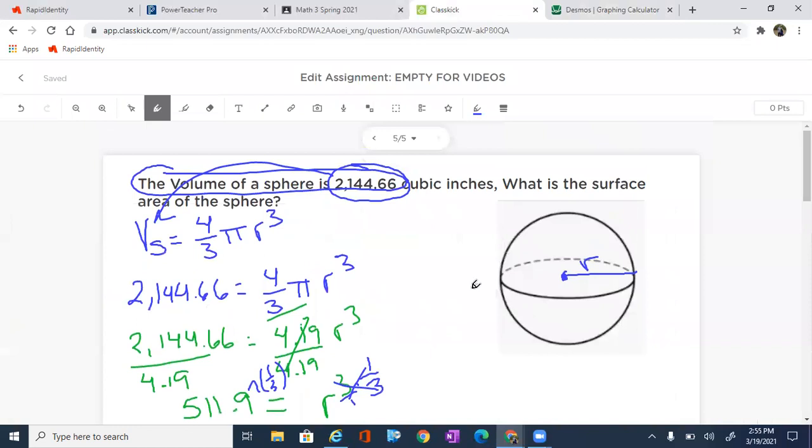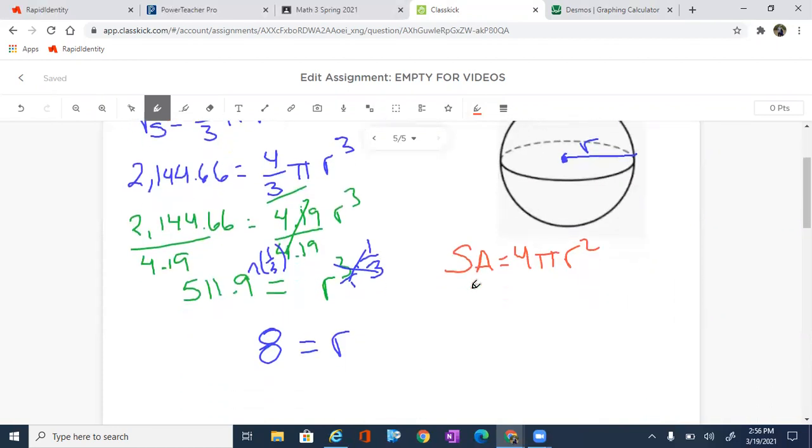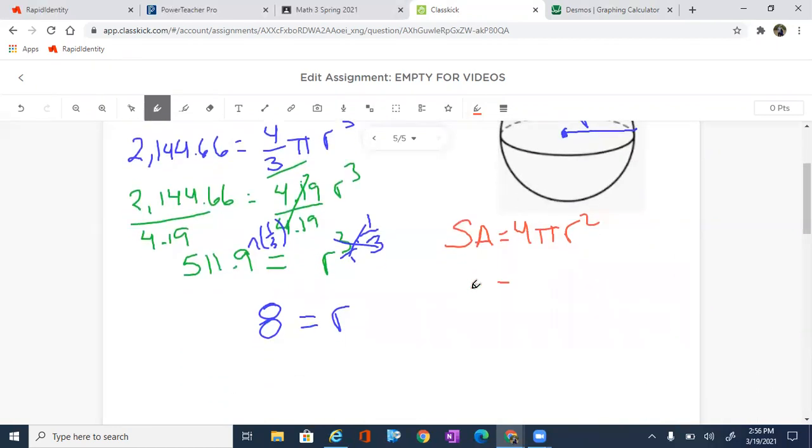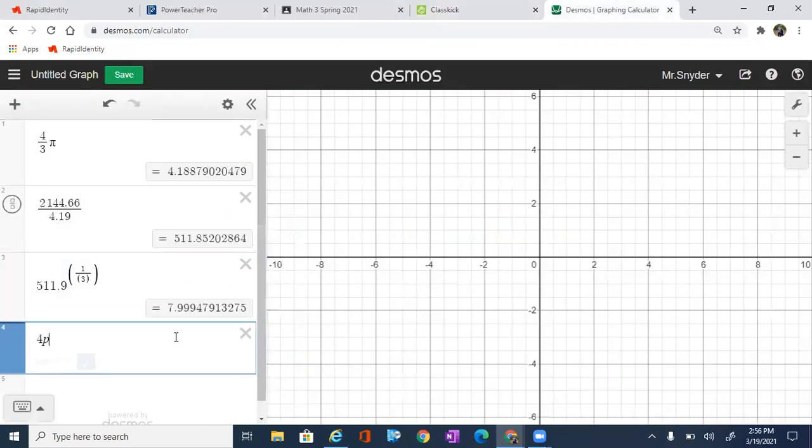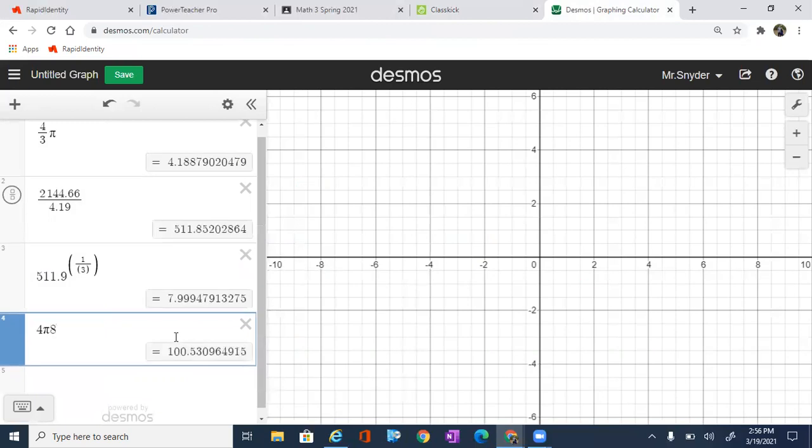Now, the goal of this problem was to find the surface area. Well, one thing we need to do in order to find the surface area is know the surface area's formula. So the surface area of a sphere is 4 pi r squared. So once I know that, I'm just going to plug in 4 times pi, and take that 8 and plug it in, 8 squared. Let's go over to Desmos and type that in, 4 times pi times 8 squared.